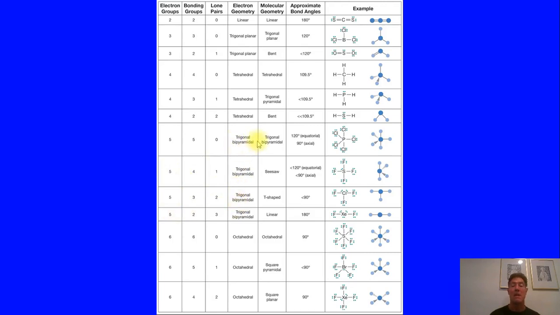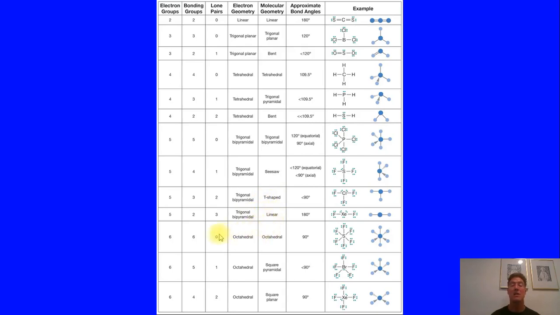But depending on how many of those have been replaced by electron pairs, you're going to get different molecular geometry. If all 5 are bonded, it would be the same. So when you don't have any electron pairs, the molecular geometry is the same as the electron geometry. But if you start replacing them, then from trigonal bipyramidal, if you replace 1, it becomes a seesaw. If you replace 2, it becomes a T-shape. If you replace 3, it becomes just a good old-fashioned linear.